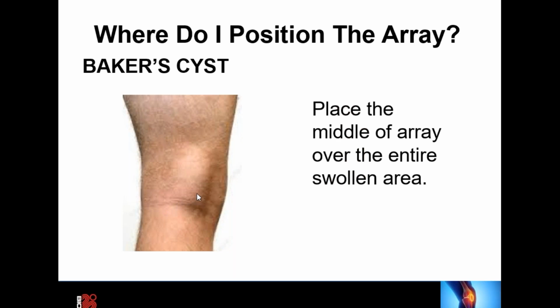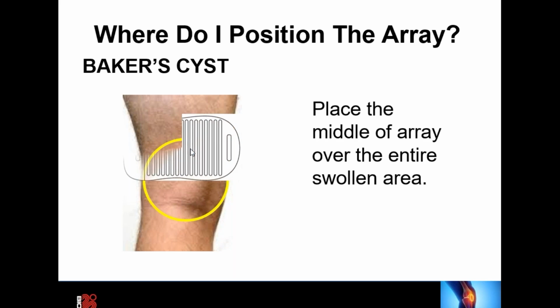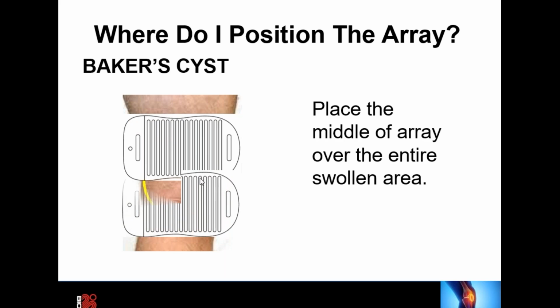Baker's cyst, pretty obvious. I did mention it earlier, but what I usually recommend for Baker's cyst as well is not only to treat the back of the knee, but maybe do 2 placements if it's a large array. If it's a large Baker's cyst, do 2 placements over the entire back of the knee. And then I also want you to treat the front side, so the inside and the outside of the knee as well. So for Baker's cyst, you may have to do 4 placements around the entire knee joint.